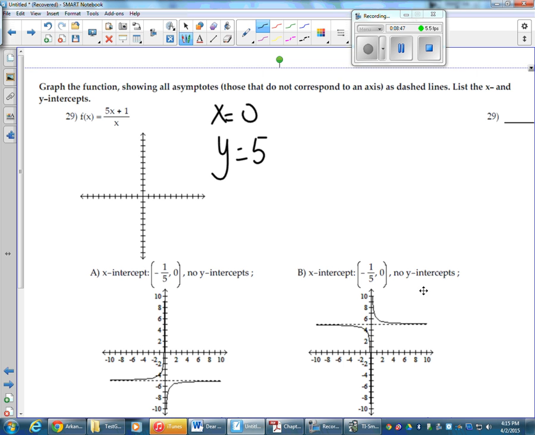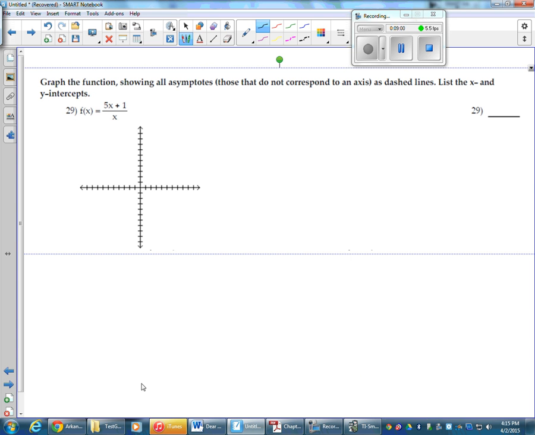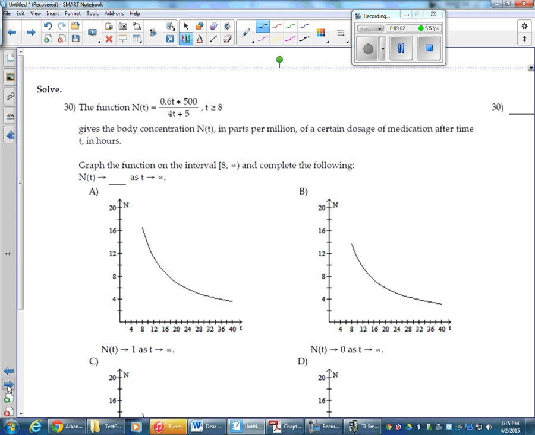And then when I plug it in, it's not going to ever touch the y-axis because that's an asymptote, so there's not going to be any y-intercepts. And my x-intercept is going to be right down here at negative 1/5. It hits 0. And you can graph it on your calculator to find the 0 there. But my answer would have to be B. And my last question, nope, 29. That is 29. Last question.